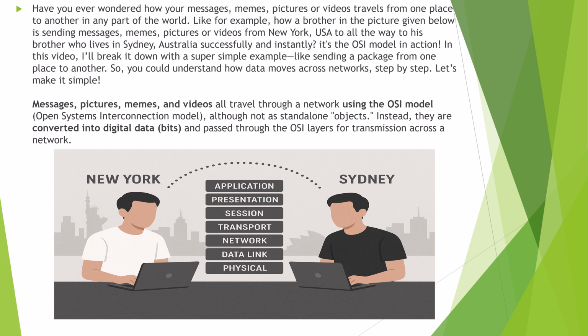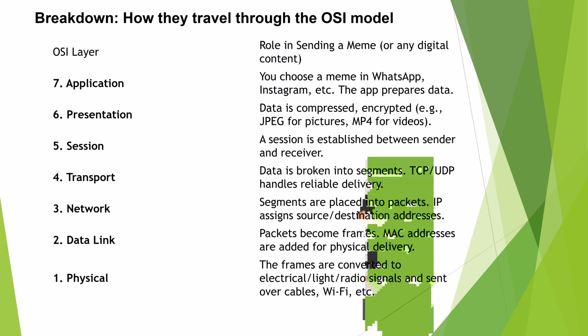So the messages, pictures, memes and videos all travel through a network using the OSI model, although not as standalone objects. Instead, they are converted into digital data bits and passed through the OSI layers for transmission across a network. So let's go through a breakdown of how they travel through the OSI model.